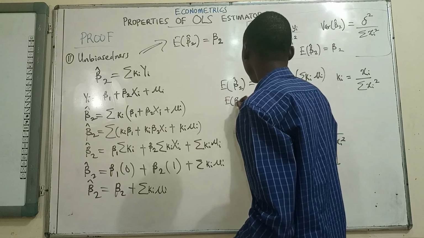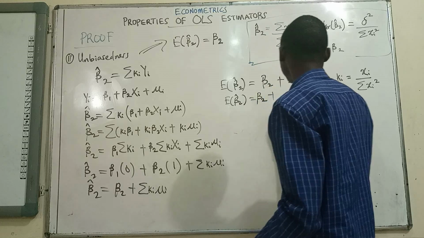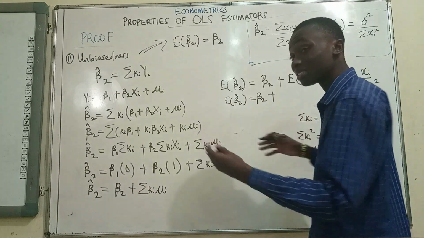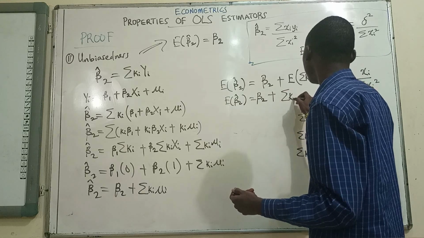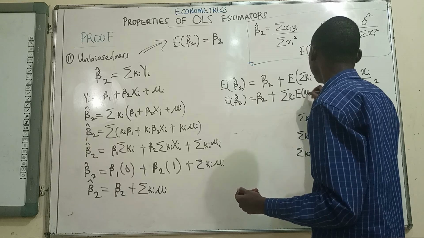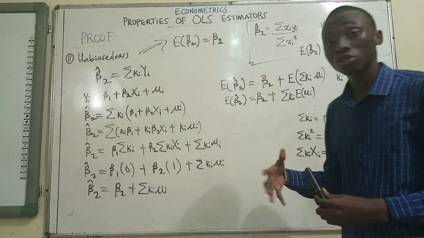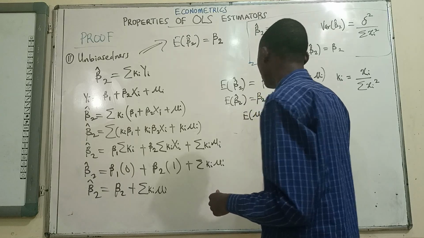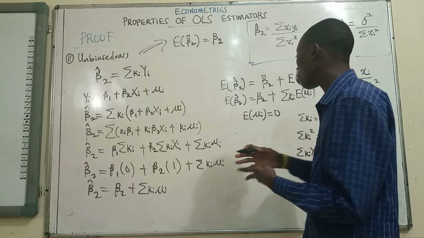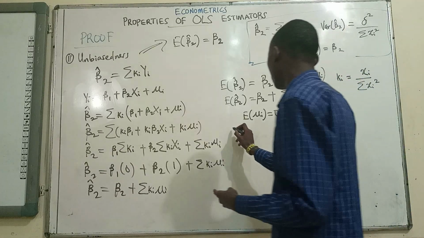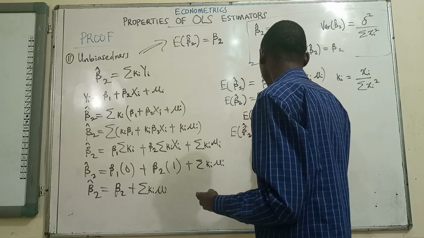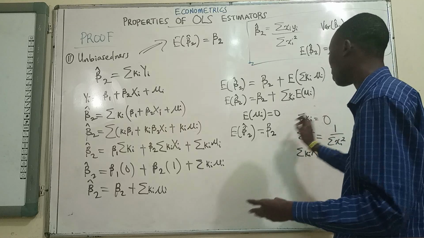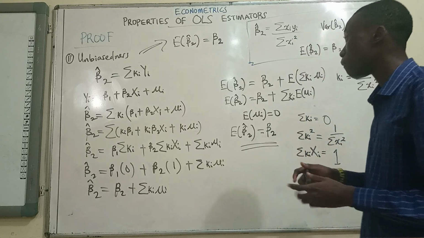So the expectation of beta 2 is equal to beta 2 plus... Remember I said k_i is non-stochastic, so we can treat it as a constant and write it as the summation of k_i times the expectation of mu_i. From the assumptions of the classical linear regression model, we know that the expected value of your residuals, your error term, your noise term, is 0. So the expected value of beta 2 will simply be beta 2 plus the summation of k_i times 0, which is automatically 0. With this, we've proved the unbiasedness property.